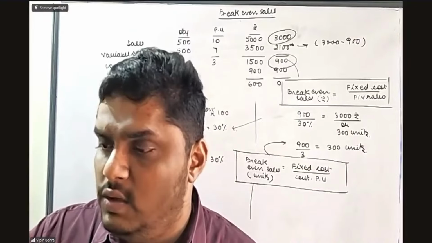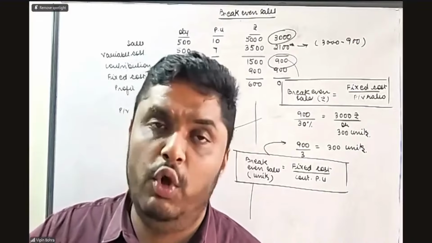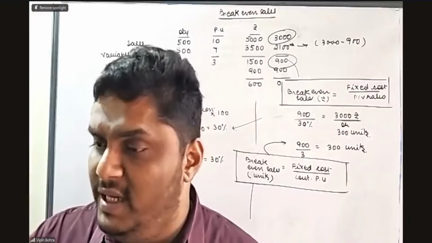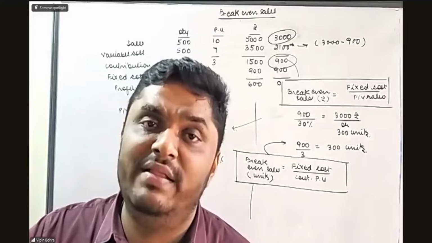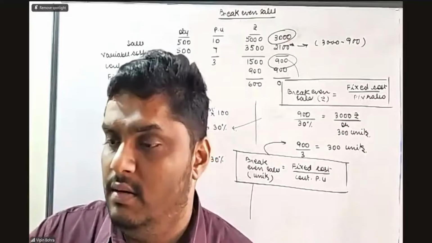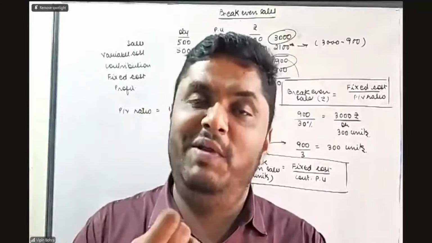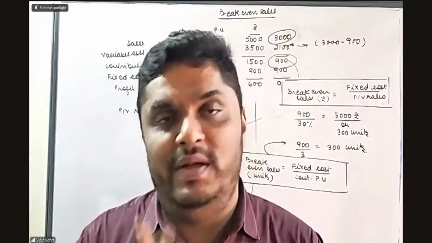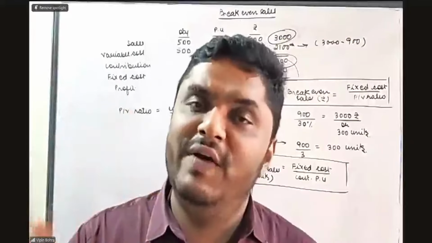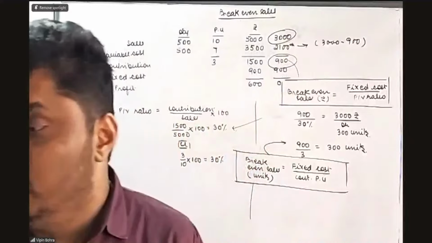Anyone else with any doubts or queries? I hope you guys are thorough with the concepts of PV ratio and break-even sales. Again, no need to apply the formulas. The concepts are the key. And again, as I said, initially also, this chapter is based on 5 terms: sales, variable cost, contribution, fixed cost, and profit. That's it. If you are thorough with these 5 terms, you can solve any question of marginal costing.